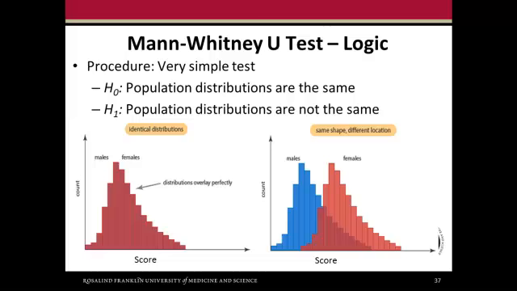The image on the right has the same shape, remember that's an assumption of this test, but the location of them, so where the scores are falling, are different. So we can see that in this case, females are tending to have higher scores and the males are tending to have lower scores. So if we ranked all the data, females would tend to have higher ranks than the males. That's what we're looking at with the Mann-Whitney U test.